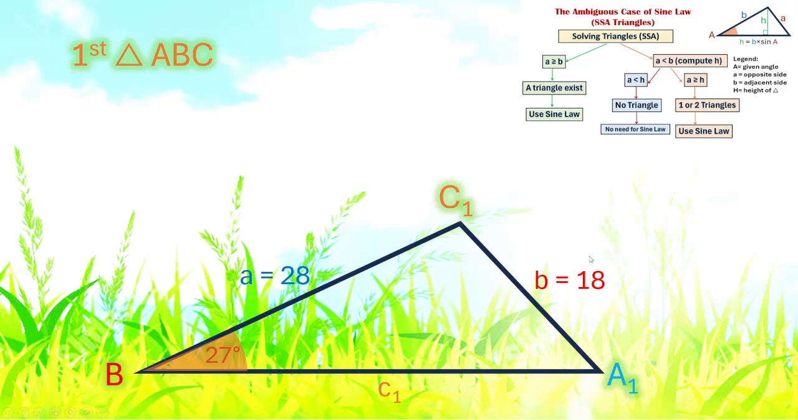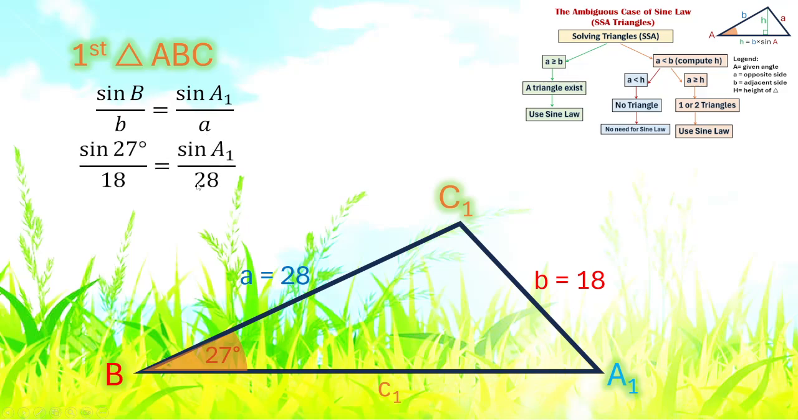Why no subscript? Because these three are given. These are fixed, so there is no change for these three. But for the other three, there will be changes for the second triangle. All right, so again, we just use the sine law. So sine of B over B equals sine of A1 over A.